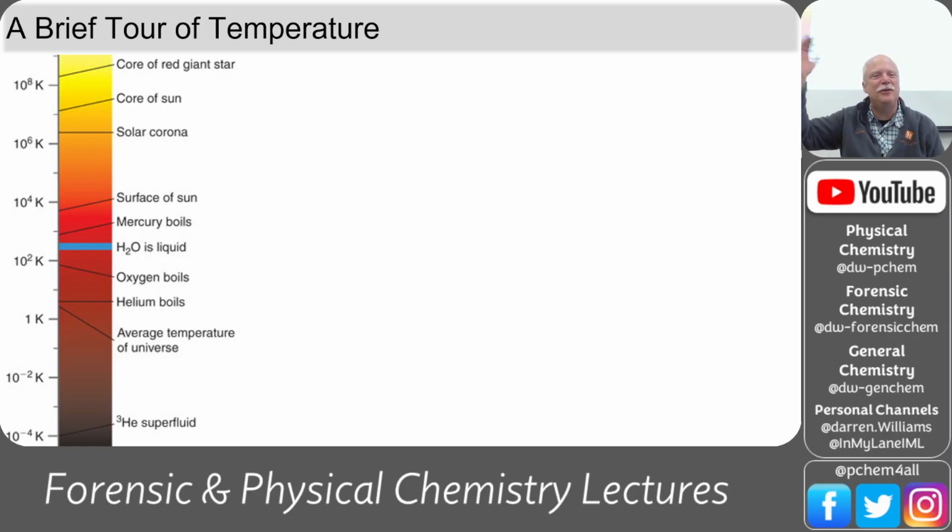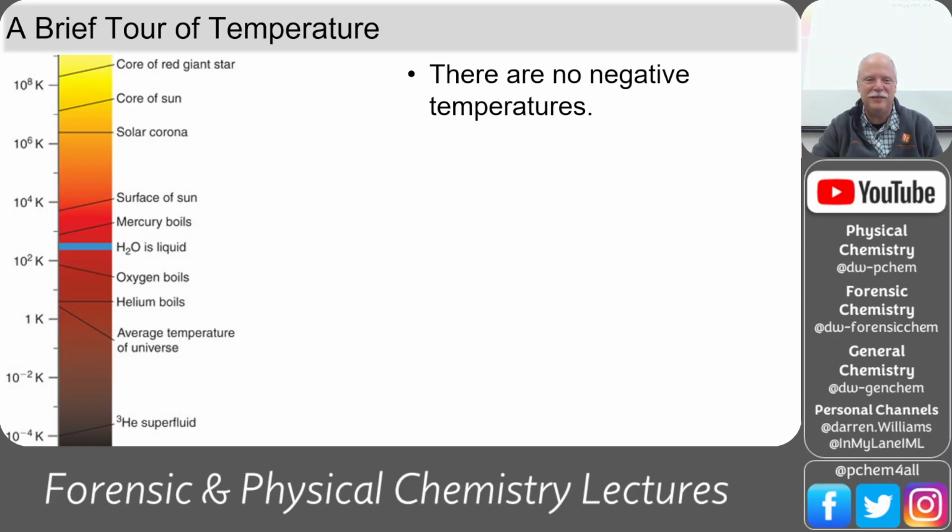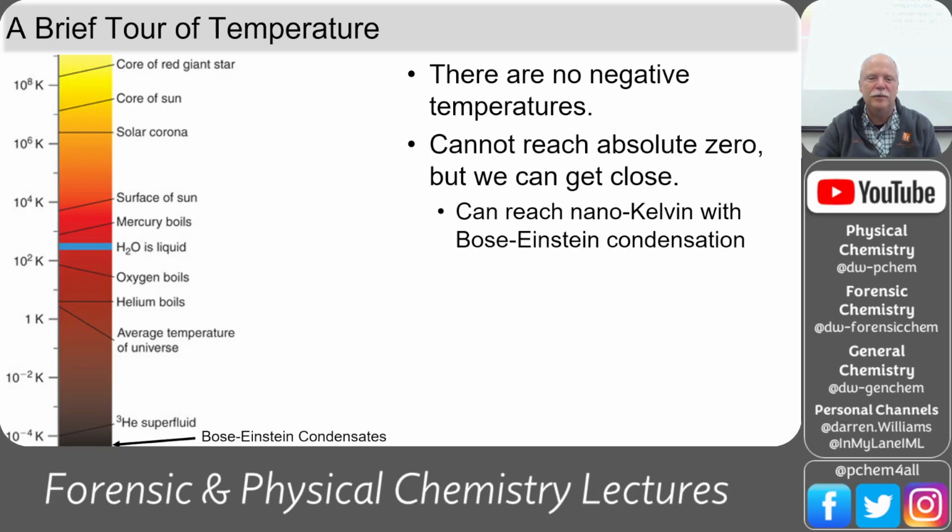Okay, so there's a brief tour of temperature. Let's look at this. There are no negative temperatures, right? So we can get down to really small temperatures. 10 to the minus 4 Kelvin is still positive. It's just really small. Okay, we can't reach absolute zero. I'm just making a blanket statement there. Why can't we reach absolute zero?